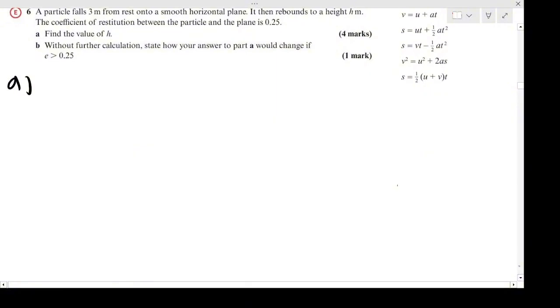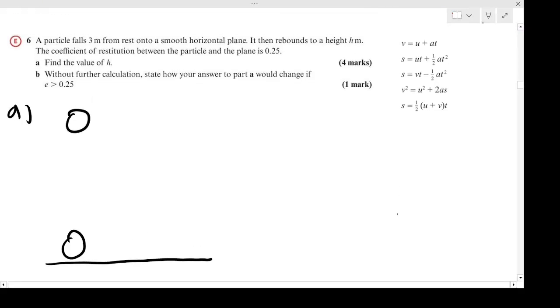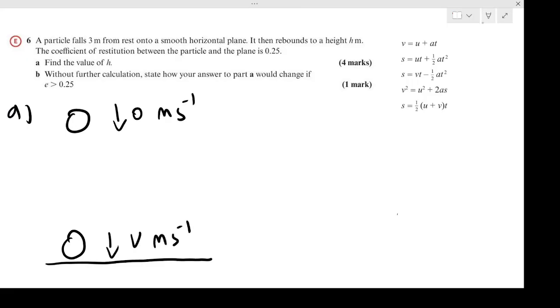Okay, so we have this particle, let's say here, then it's going to hit a floor, say here, right? So it's going to hit the floor at the end here, so hopefully you're happy with that. So it falls down to a floor. Now I'm told it starts from rest, so the initial speed is going to be 0 here. Okay, and then it's going to hit the floor with a final speed v. Now I'm also told the particle falls 3 meters down, so the whole height or the distance here is going to be 3 meters. Okay, hopefully happy with this.